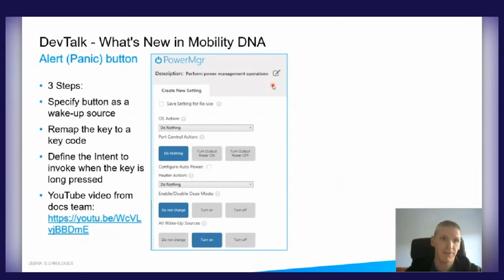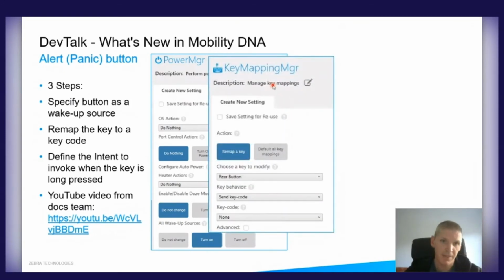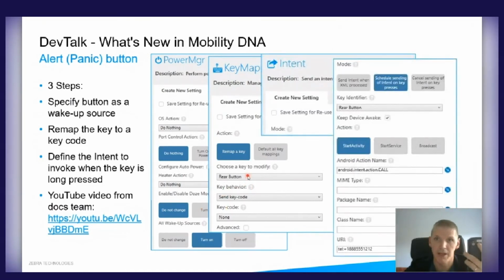Firstly is you have to specify button as a wake up source. So this back button, you want it to wake up the device. So whichever condition the device is in, you want help. You want it to call that number. And then you have to choose which button is going to be used for the alert. So in this instance, we're going to use the rear button. And then we specify the intent, which is sent when you hit that rear button. So it's a call intent, and it uses the phone number that we want it to call.